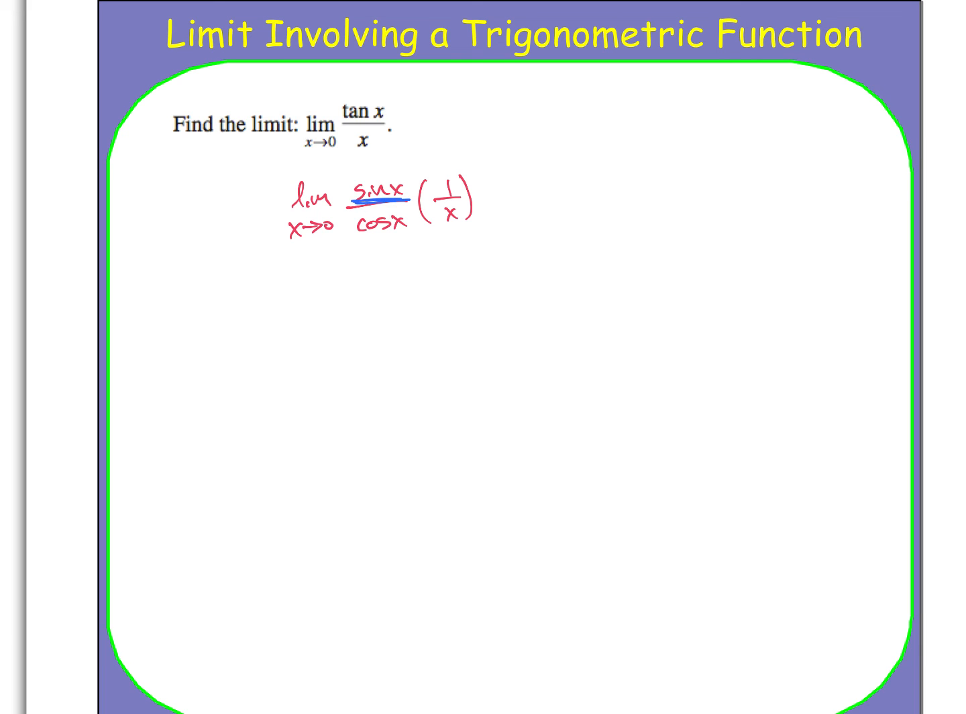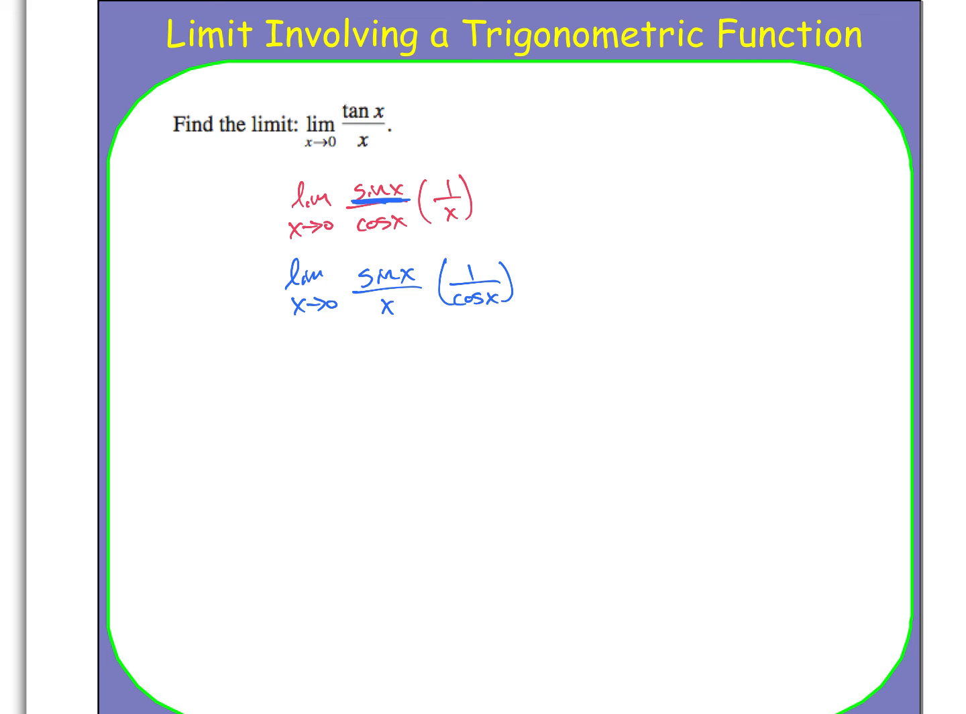What about this sine x thing? What do I want that thing to be over? I want that thing to be over x. So I'm going to say it's sine x over x, and then I'm going to say it's 1 over cosine x. I'm just going to move them around. All right? This is just manipulation.